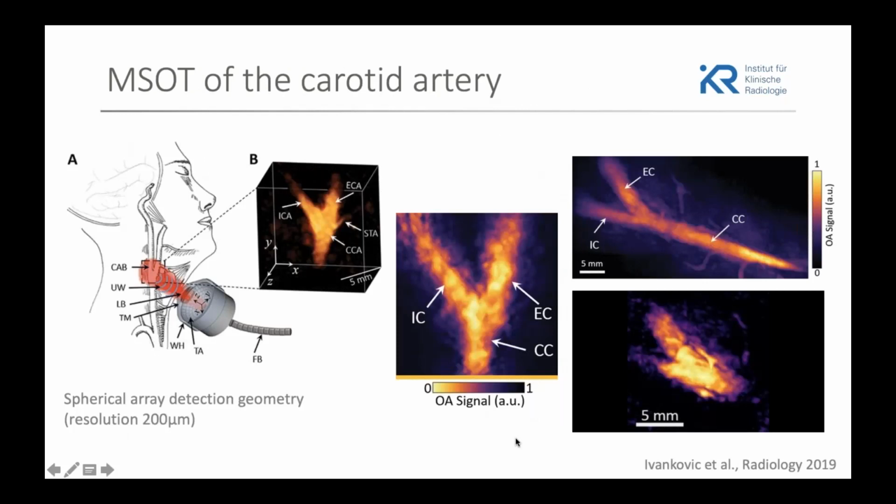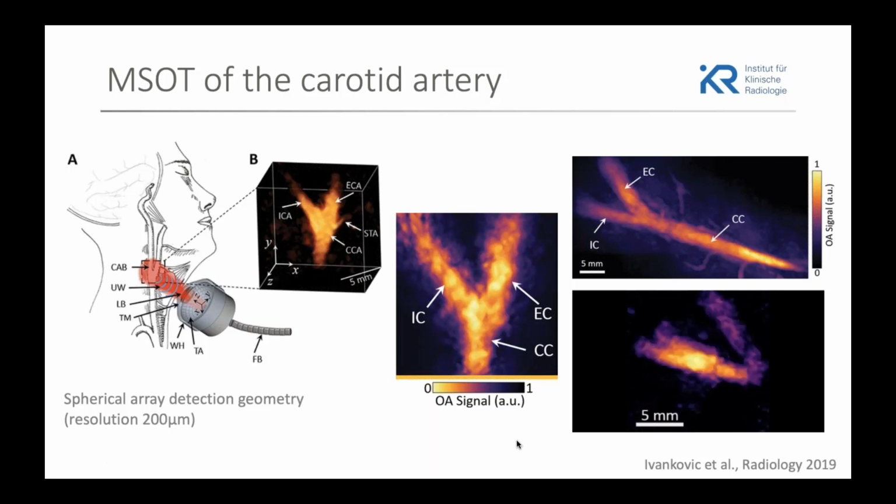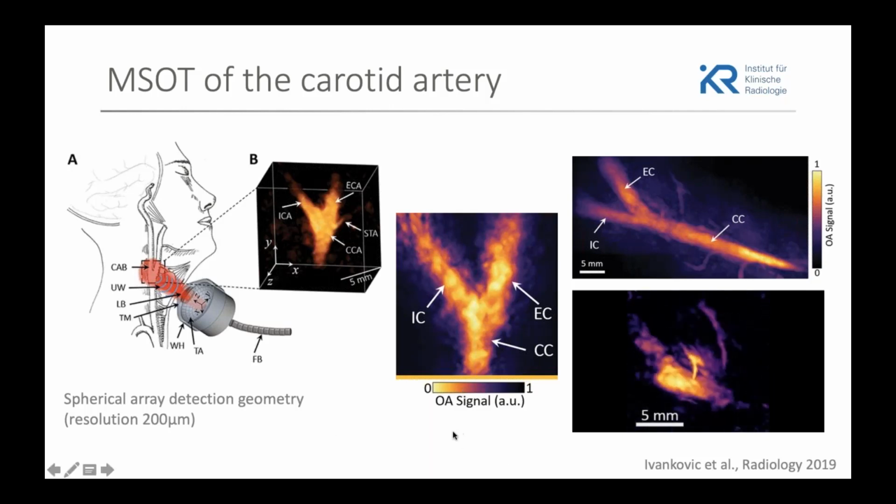Another example here for the carotid artery by the Razansky group, Ivankovic et al., just published in Radiologist 2019. They use a different probe here with a spherical array detection geometry, and they could really perform impressive images here of the carotid bifurcation in real time and in a 3D visualization. Just thought as an outline here, there's a lot of interesting stuff to come for vascular imaging in this regard as well.